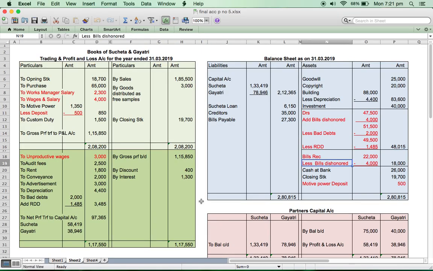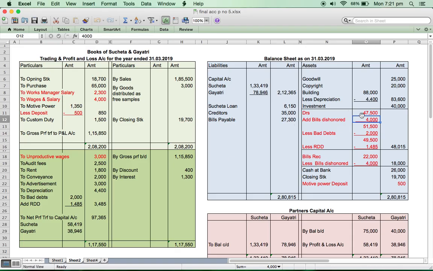First effect is less from bills receivable. So bills receivable we have written in the inner column, 22,000. From this the bill dishonored worth rupees 4,000 is reduced and the net amount is shown in the outer column. Now this amount which we have reduced from bills receivable, we are going to add it to debtors. So the first effect is less from bills receivable, the second effect is add to debtors.